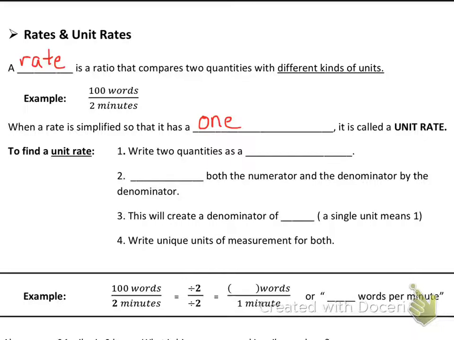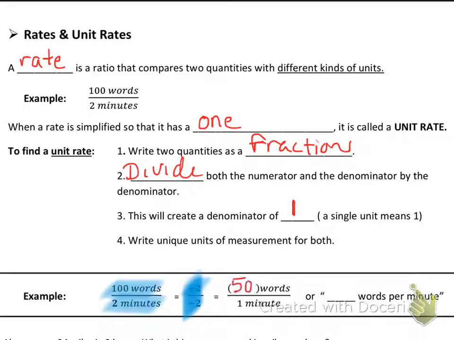Alright, so you write the two quantities as a rate, a fraction. You divide both the numerator and the denominator by the denominator. This will create a denominator of 1. Write unique units of measurement for both. For example, down here we have 100 words in 2 minutes. So we divide each of them by 2. When I divide 100 by 2, it gives me 50 words in 1 minute.